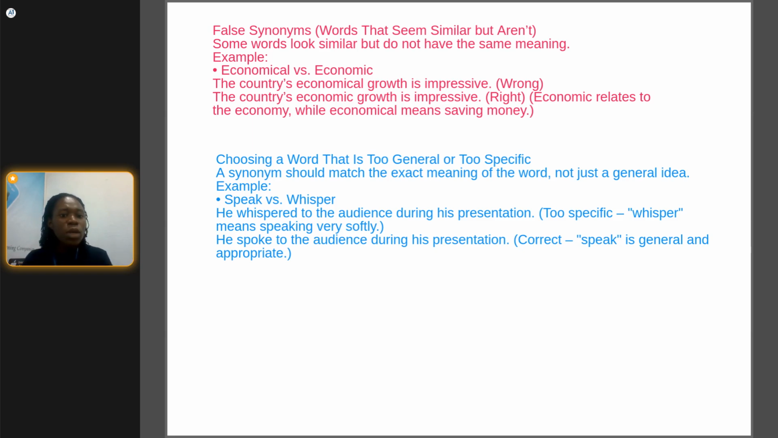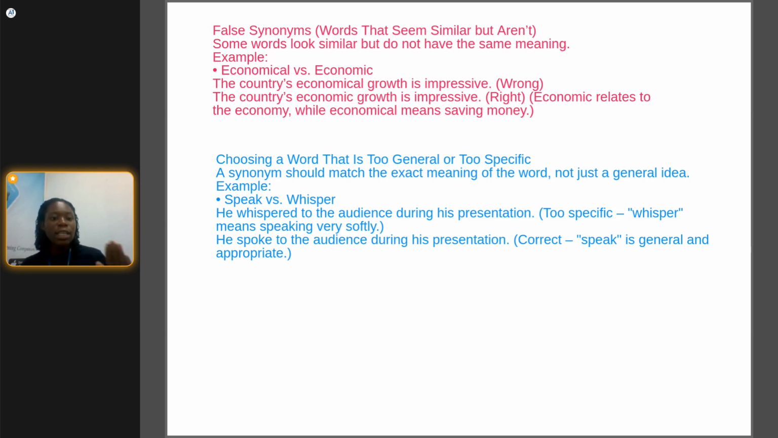So when you say he whispered to the audience during his presentation, you would know that this is wrong. How would someone whisper to the audience when he's presenting? Context will tell you that this is wrong. Even though whisper is a form of speaking, and even though whisper and speak are synonymous, you cannot use them interchangeably because context here determines that whisper and speak are not the same for this context.